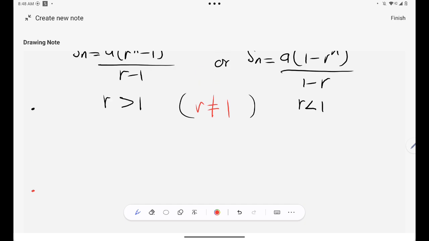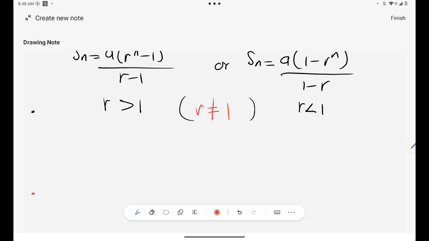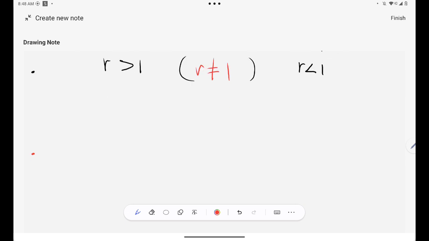So this is how you calculate the sum of the first n terms given a particular sequence, whether that sequence is increasing or decreasing. It doesn't matter. Are you together? Sometimes you'll be asked to find a sum to infinity.